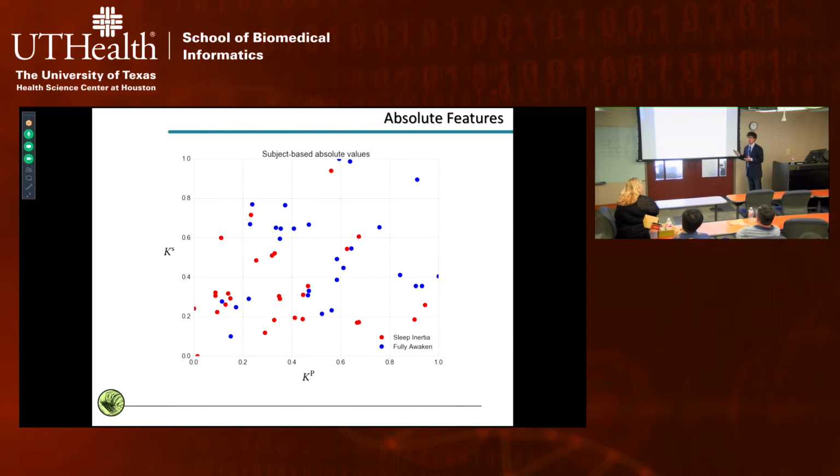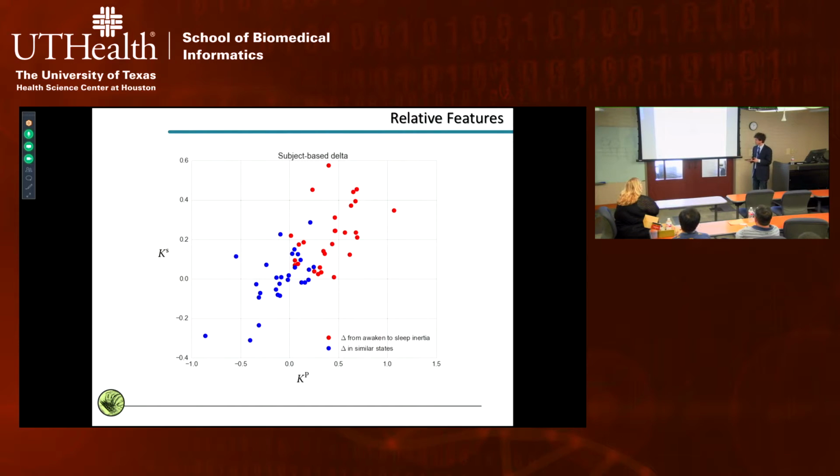On the other hand, if we take the delta between rested and sleep inertia, this is what happens. Pardon me, rested and sleep inertia, and then sleep inertia versus sleep inertia, and rested versus rested. We see a very nice distinction between the red, which is the delta from awake to sleep inertia, and the blue, which is the delta in a similar state. So both, let's call them asleep, and both awake.